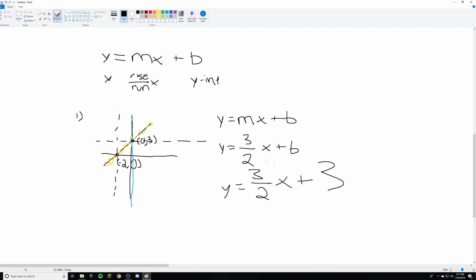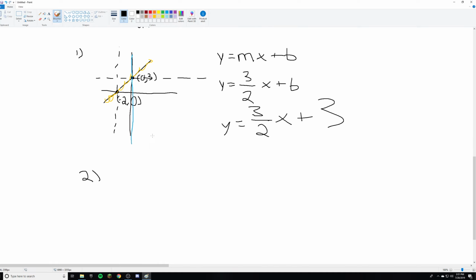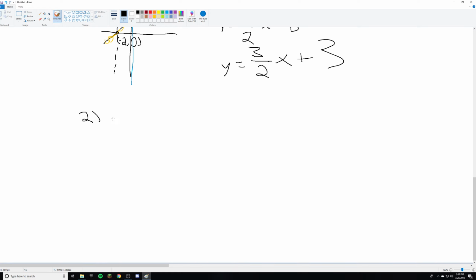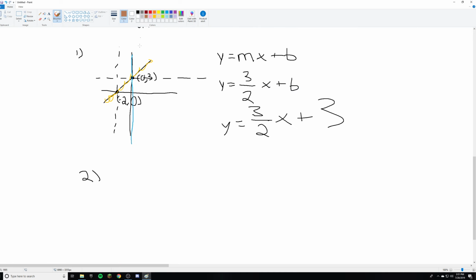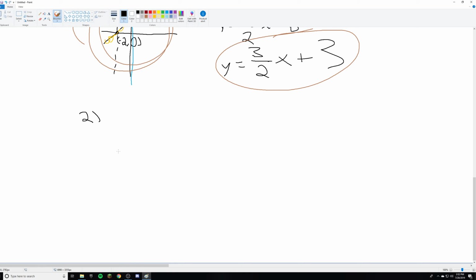So that is our final equation in this scenario. Now let's do it the other way, where we try and find the graph by using the equation first. So our starting equation is y equals 2x plus 6. That looks more like a b, I'm sorry, 6. So this is our starting equation.